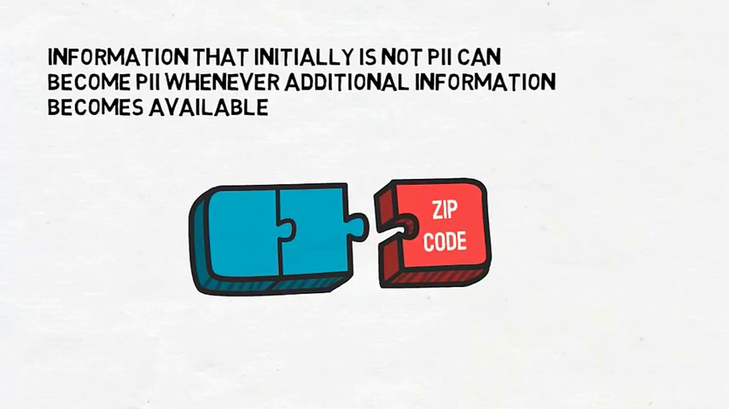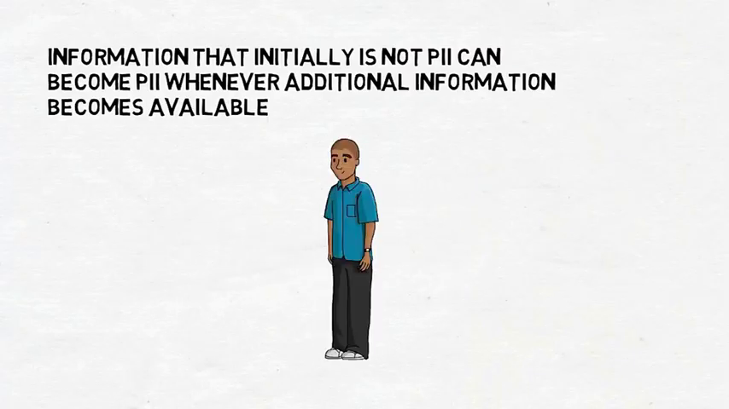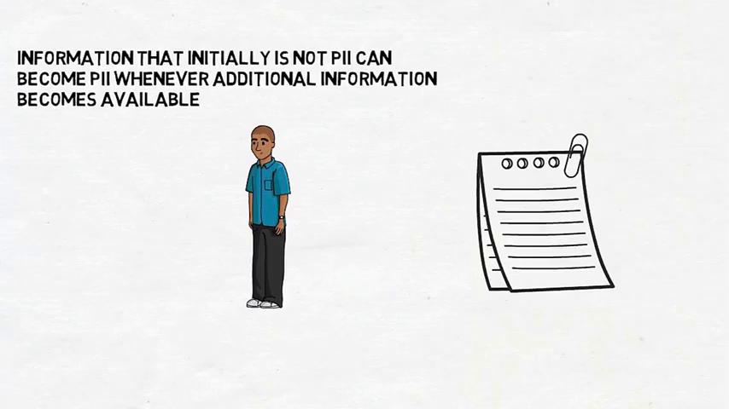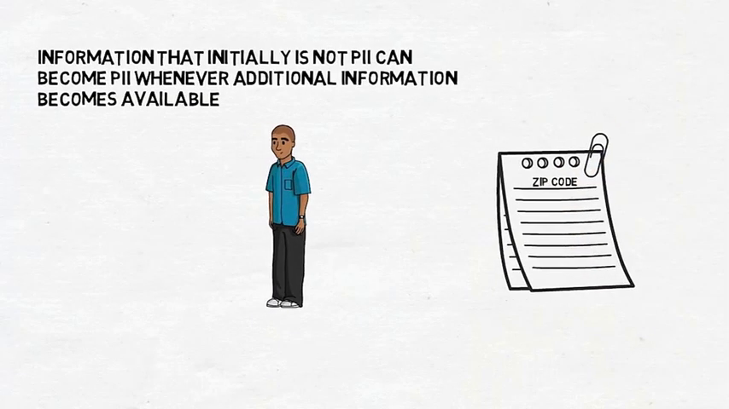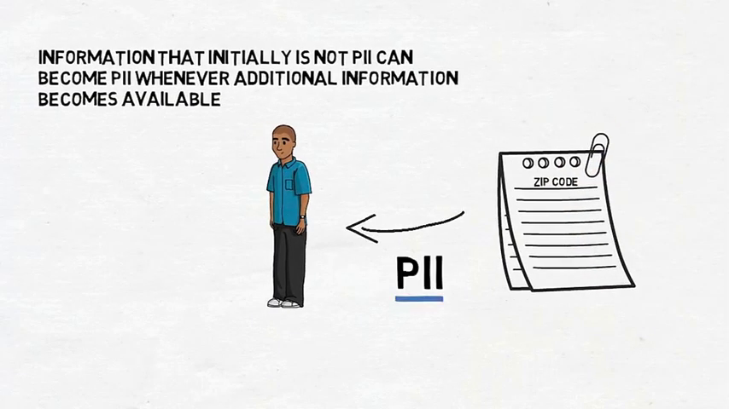For example, a zip code alone may not be PII. However, it would be if there's other information that would help identify someone, such as if only one patient in a research study lives in that zip code. Any records that list that patient's zip code, even without other identifying information, can be linked to that individual.